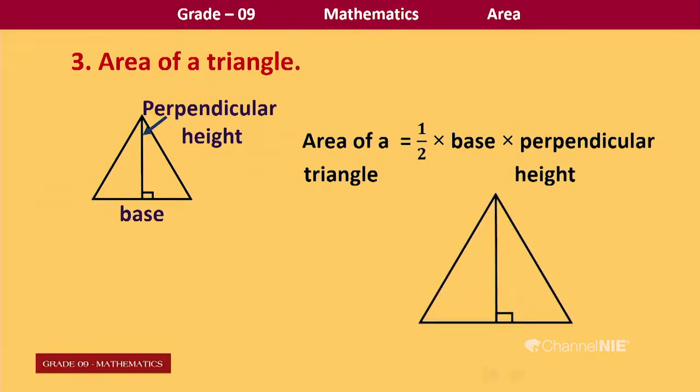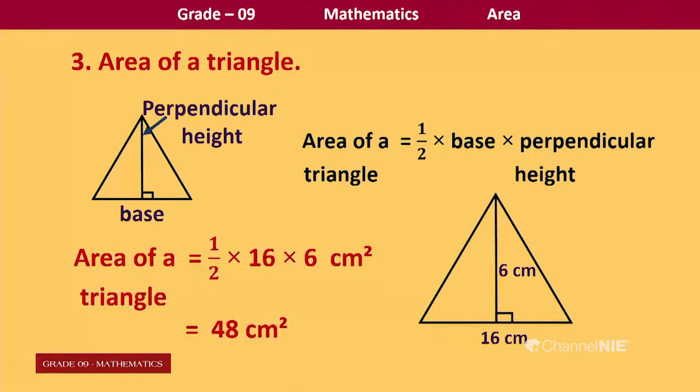This is a triangle. Base is 16 centimeters. Perpendicular height is 6. Then our general formula, area of a triangle equals half into base into perpendicular height. After dividing 6 by 2, you have 3. 3 multiplied by 16 is 48 square centimeters. Therefore, the area of this triangle is 48 square centimeters.